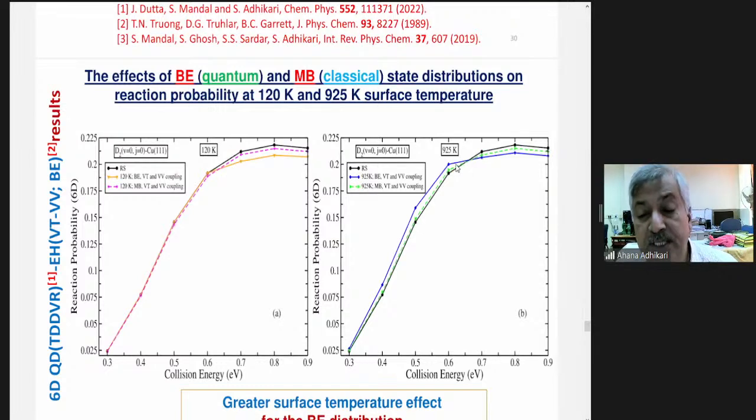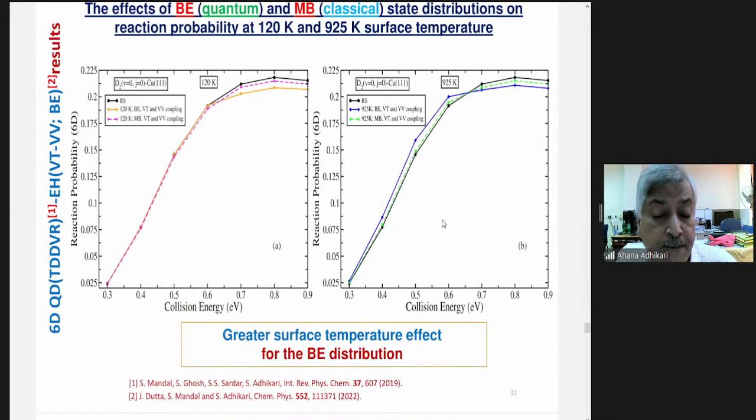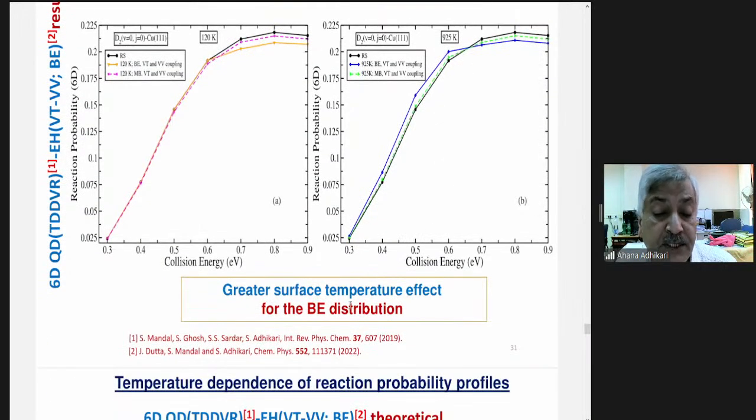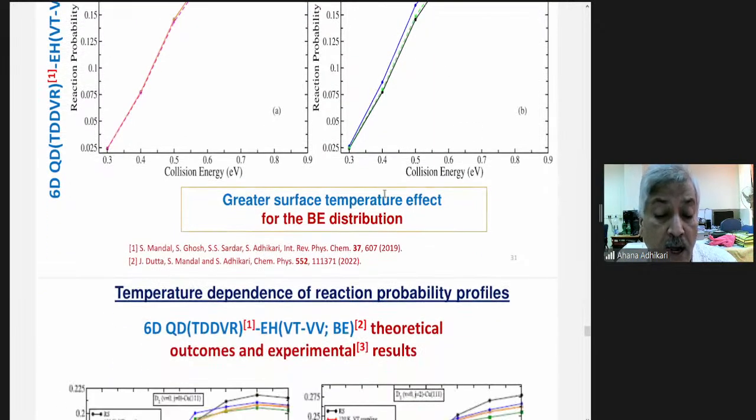you get a crossing basically, because at lower temperature you are getting higher reaction probability, and at higher collision energy you are getting lower broadening. You are getting lower reaction probability, that means broadening. That is basically counterintuitive, and that's why we have done this entire theoretical development, to explain this thing which you get from experiment. The greater surface temperature effect for the Bose-Einstein distribution. That's the conclusion of this graph.